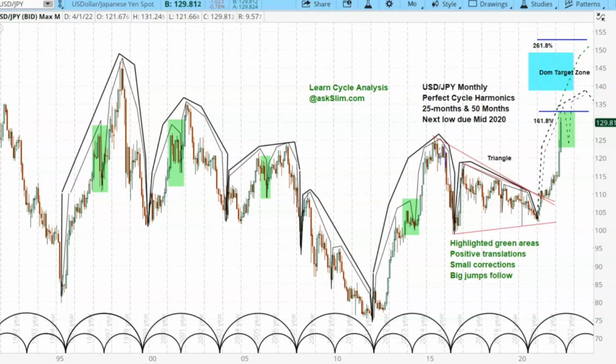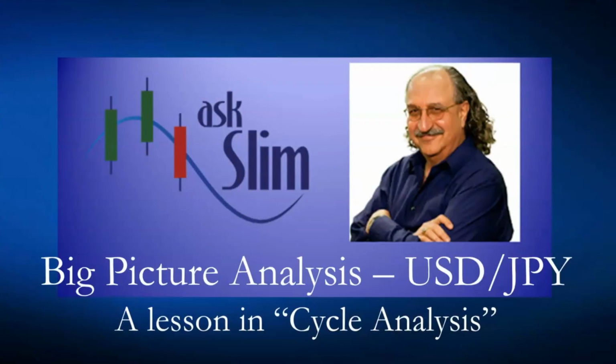So this is a lesson in cycle analysis, and the reason we believe that the US dollar JPY will pull back temporarily and then begin to move up again. That is the big picture analysis, US dollar JPY, and my lesson in cycle analysis. I hope you found it incredibly illuminating.